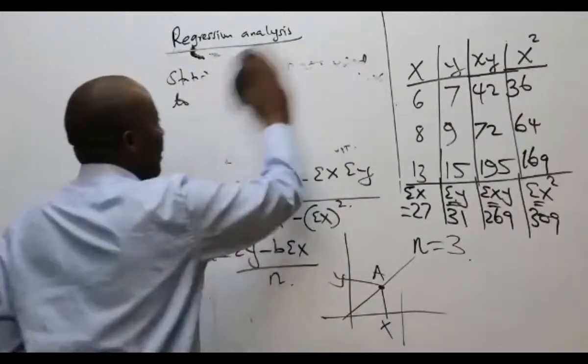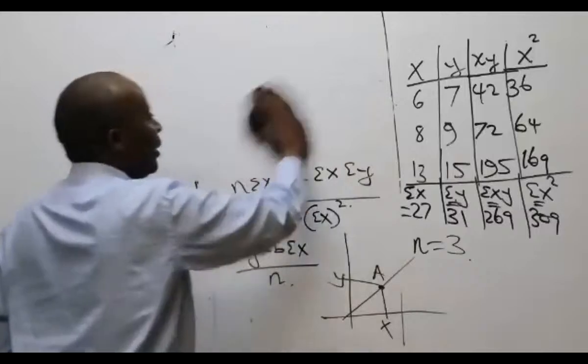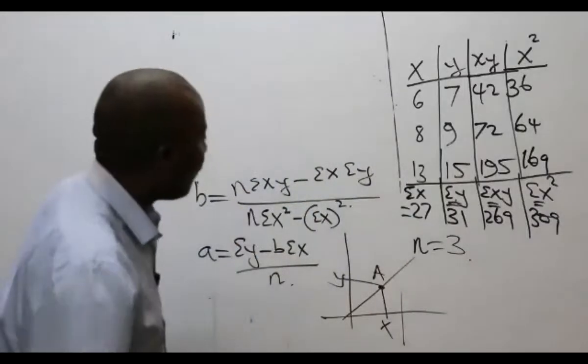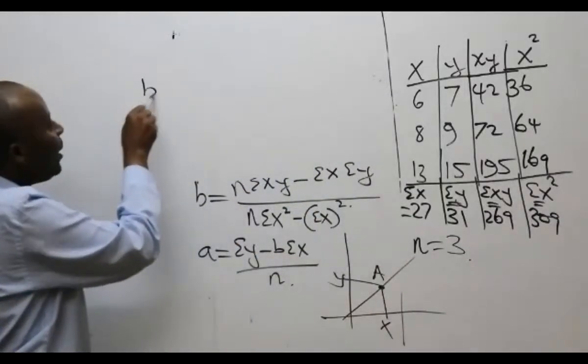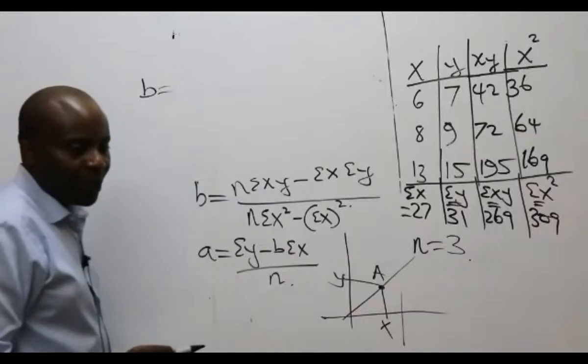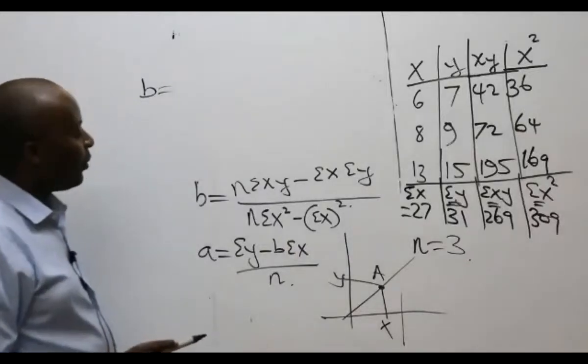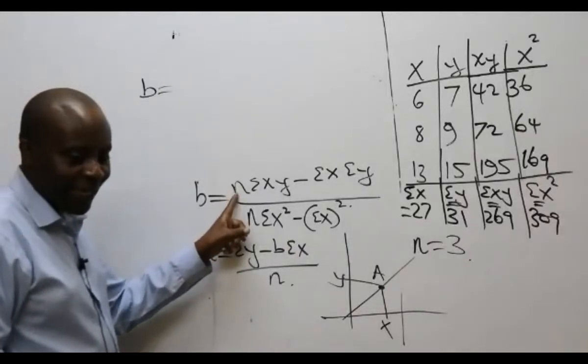The next thing, of course, is to plug in the values that we have in the formula. So please come and give me the value of B. What do we have here? They want me to start with n.